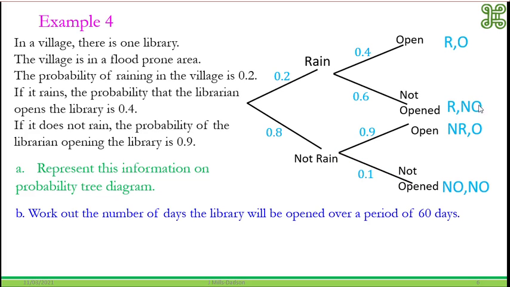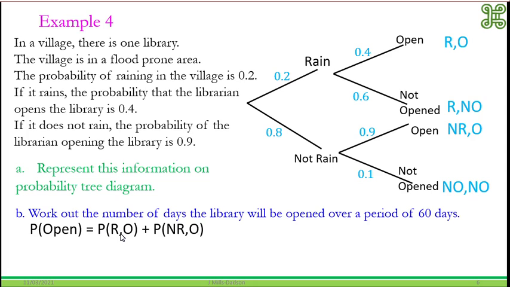Now let's label the branches as well. Raining and opening. Raining, not opening. Not raining, opening. Not raining, not opening. Now we need to work out the number of days it will be open within 60 days. First, we must know the probability of the library being open. We have two options: the library being open when it's raining and the library being open when it's not raining.